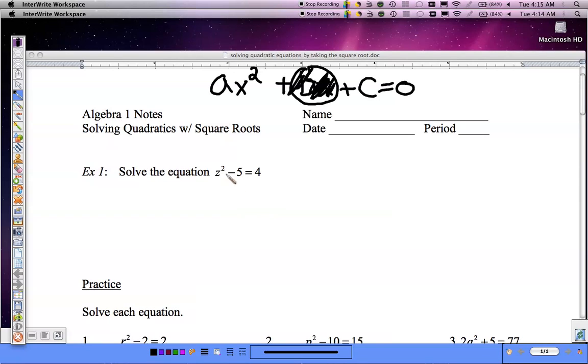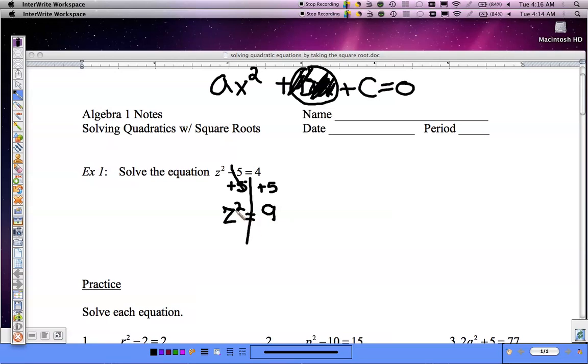So we have z squared minus 5 equals 4. The first thing we want to do is add 5 to both sides of the equation. So when we add 5, the negative 5 and the plus 5 add to 0. So we bring down z squared, and then 4 plus 5 is 9. So we have z squared equals 9.